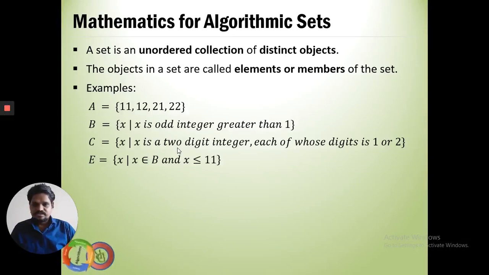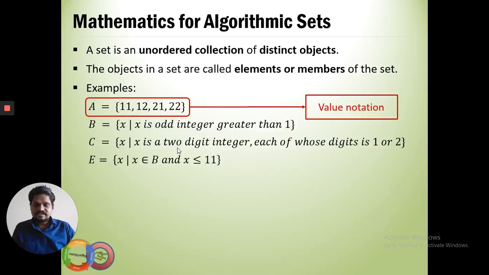Next is E. So here we are saying X belongs to B. That means X is an odd integer and greater than 1. Okay, and less than or equal to 11. So this will comprise numbers like 3, 5, 7, 9 and 11, obviously because it is less than or equal to. Had we said less than, then 11 would not be there.